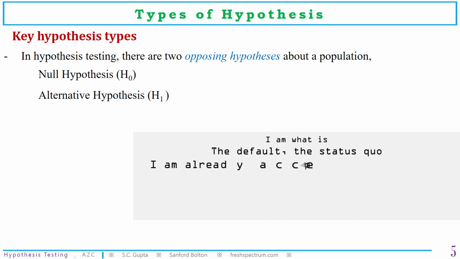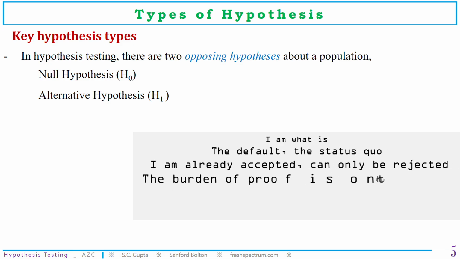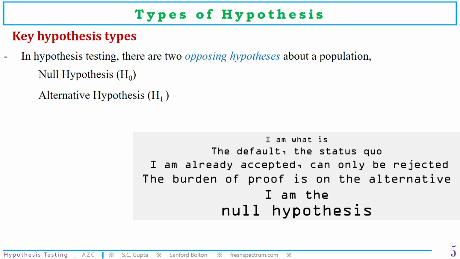Before deep discussion, let's have a look at this poem, often titled, I Am the Null Hypothesis, which was written and designed by Chris Lysy. I am what is, the default, the status quo. I am already accepted, can only be rejected. The burden of proof is on the alternative. I am the null hypothesis.